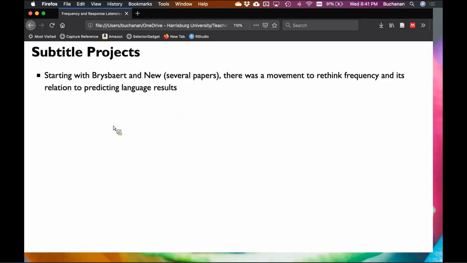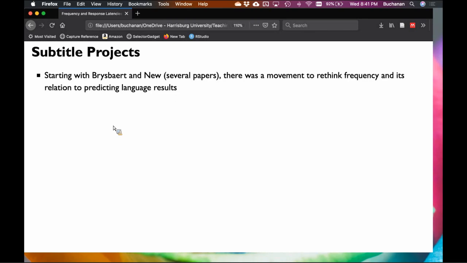Now the second half to this equation is the subtitle projects. So this started with Brysbaert and New, who wrote multiple papers on this. I think Marc has written like 15. And this was a movement to rethink frequency.